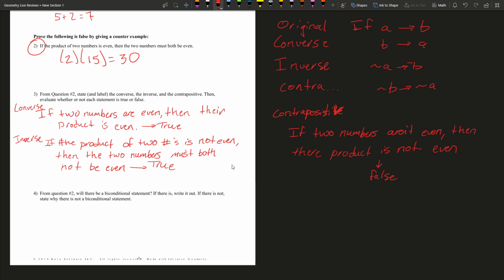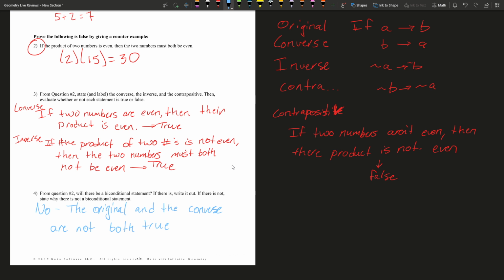Question number 4, from question number 2, will there be a biconditional statement? If there is, write it out. If there's not, state why there's not a biconditional statement. There is not a biconditional statement for this because the original and the converse are not both true. A biconditional statement happens when both the original statement and the converse are true.